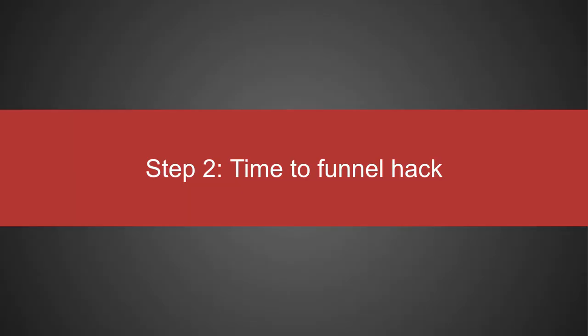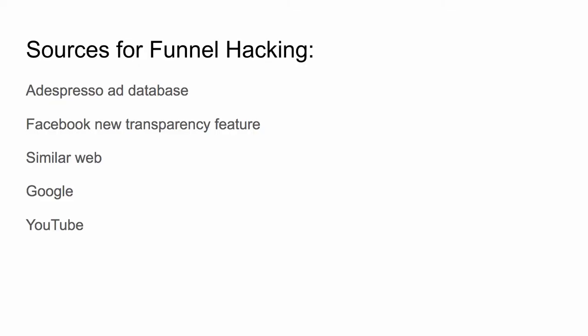So once you figure out the who, we're going to funnel hack and see what kind of solutions these avatars go for. So the sources for funnel hacking are going to be the same sources you used in Module 2 to hack your own offer. So we have the AdEspresso ad database. We have Facebook's new transparency feature. You can go to any Facebook page and see what ads they're running. You can use similarweb.com, Google, YouTube. The first place that I start with a new campaign, if it's a brand new client, is I just go to Google and I just type in funnels for and my client.